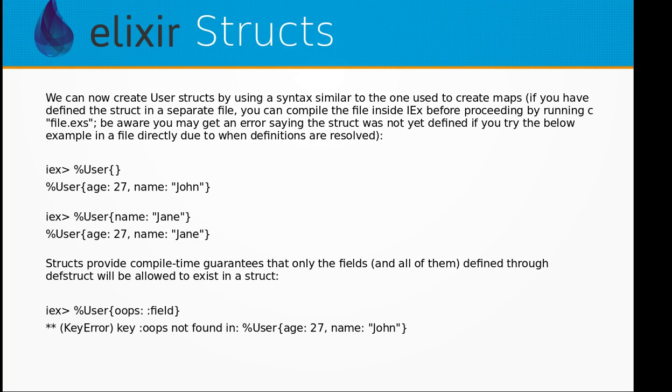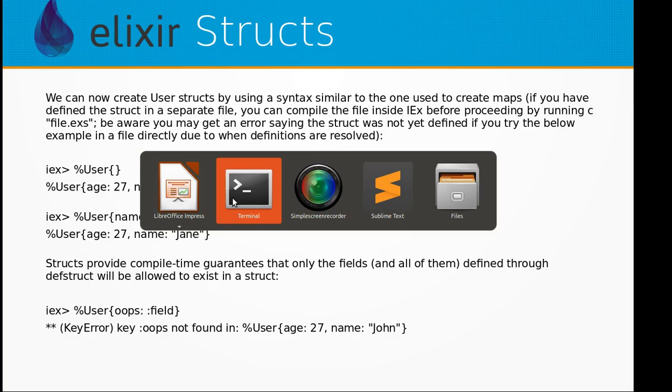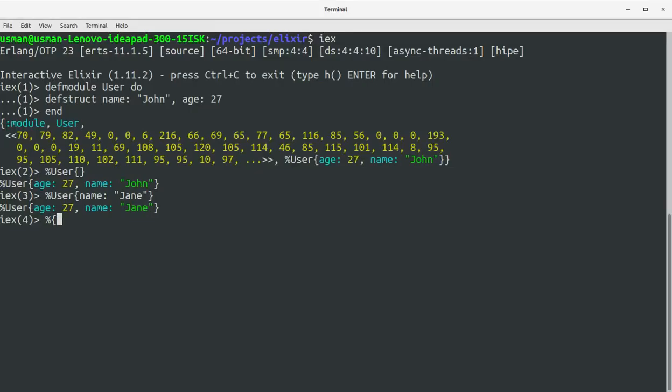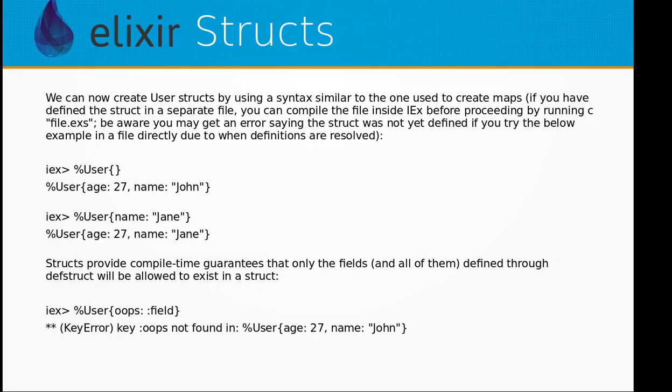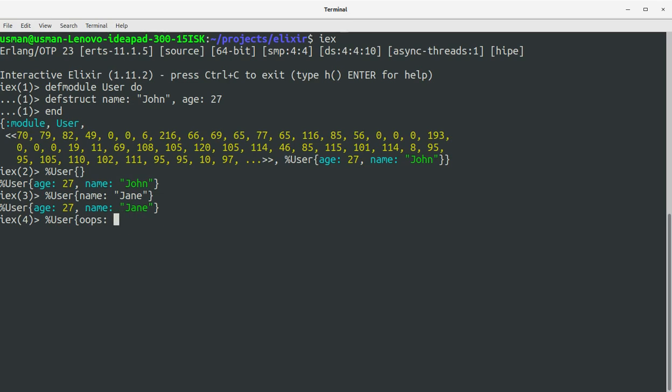Struct provides compile time guarantees that only the fields, and all of them, defined through defstruct will be allowed to exist in a struct. Let's try to find a field that doesn't exist with the user struct, oops colon field. Okay, we got key oops not found expanding struct.